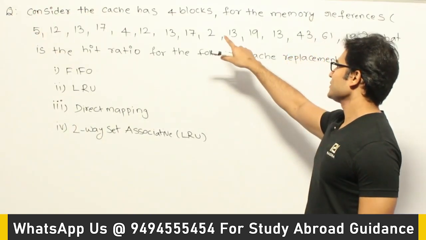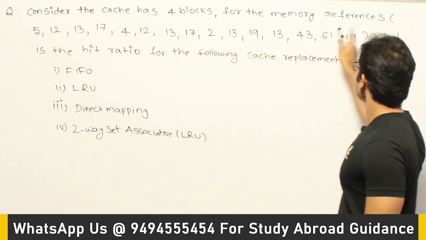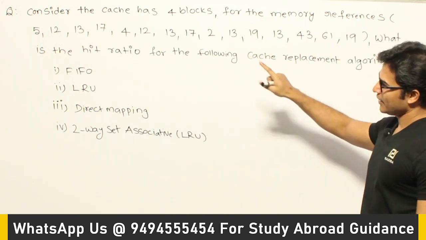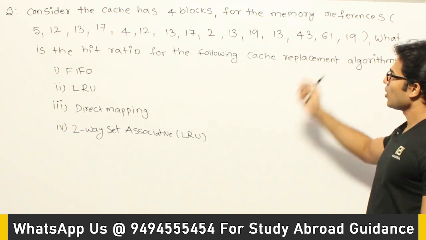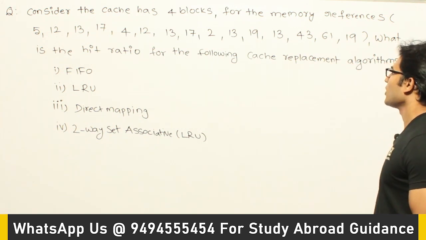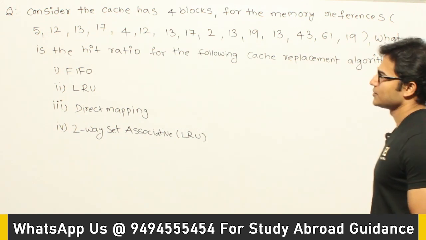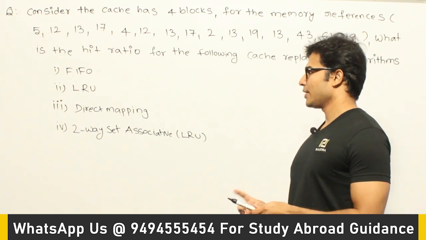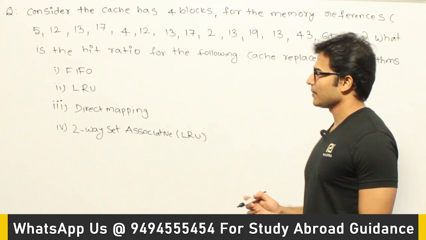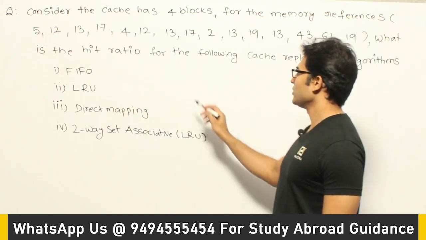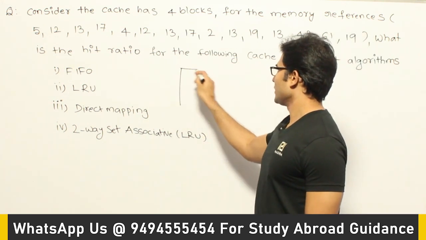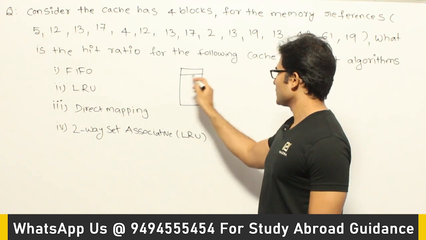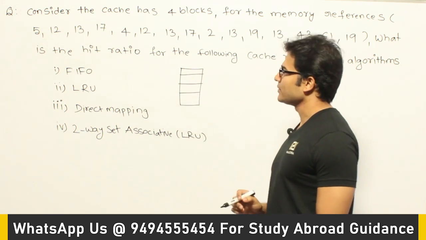Consider the cache has 4 blocks for the memory references, and memory references are given like this: 5, 12, and so on. What is the hit ratio for the following cache replacement algorithms? So they are talking about first in first out, LRU, direct mapping, two-way set associative. Now in every case we are going to have 4 only, right? So 4 cache blocks. Let us say 4 cache blocks are like this.